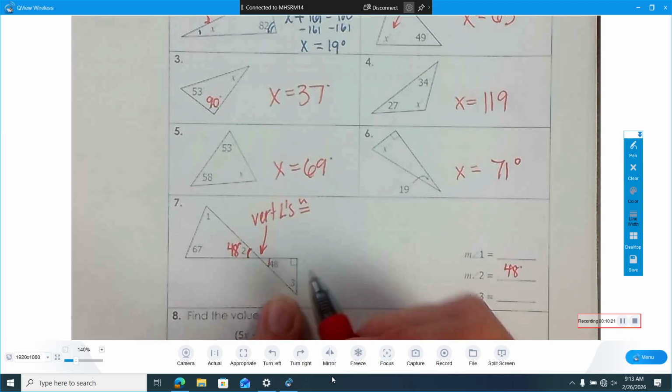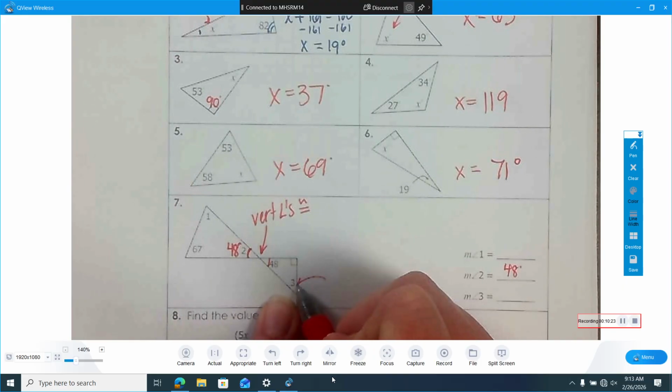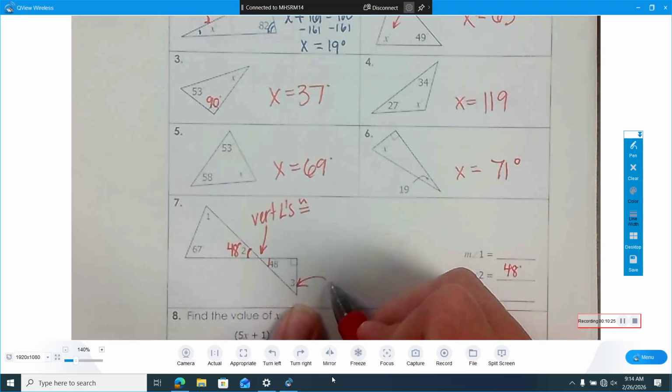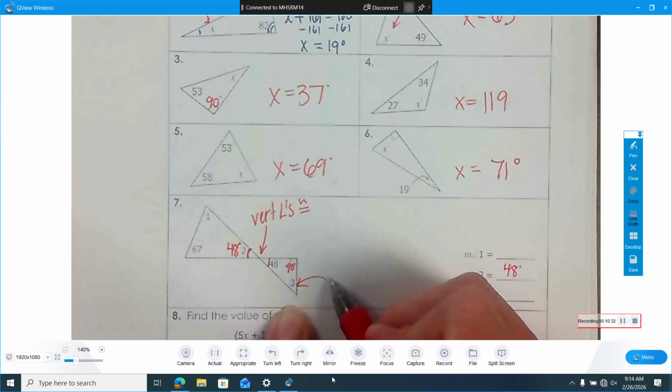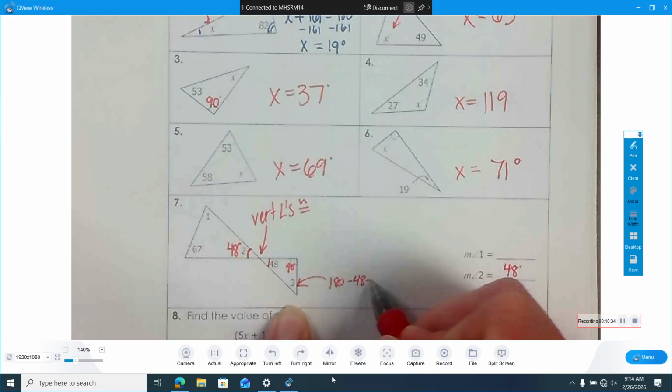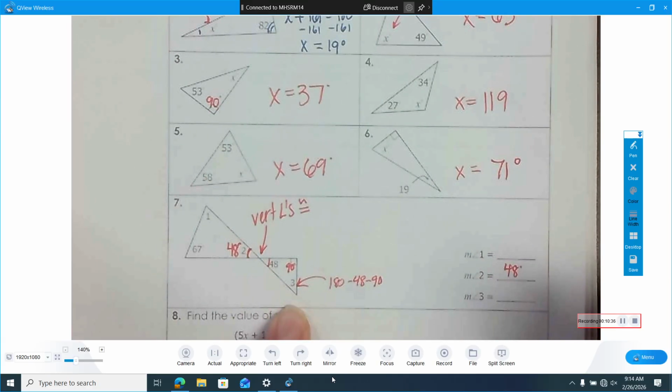And then I heard angle 3. How did you figure out angle 3? I added 49, 48, and 90. Okay, because we knew that right angle there, so 90 degrees. So 180 minus 48 and minus the 90. So angle 3 turned out to be? 42. You got to subtract from 180. Yep, so 42 for angle 3.